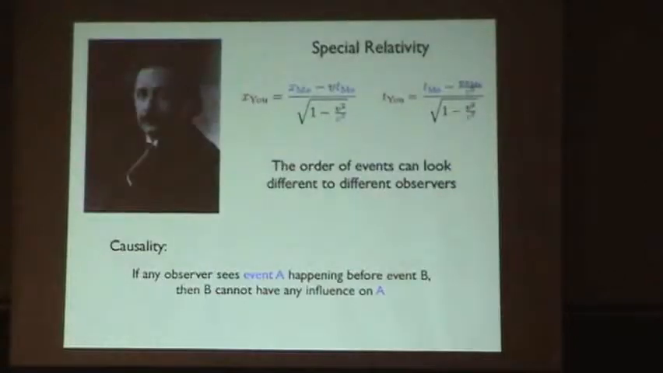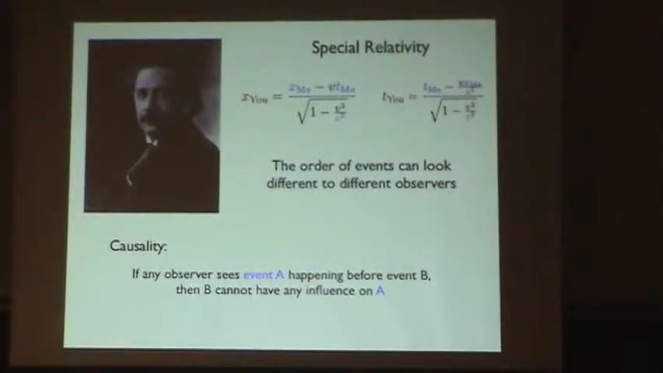So the order in which events occur can look different to different observers. I think two things happen at the same time, but if you go by in the fast car, you think one happens before the other. So that can lead to a problem, because we believe we live in a causal world. So if an observer sees event A happening before event B, then B cannot have any influence on A. So if we have two events that can happen in either order, if A can happen before B, and B can happen before A, then neither one can affect the other. And we have to somehow build this into our theory.